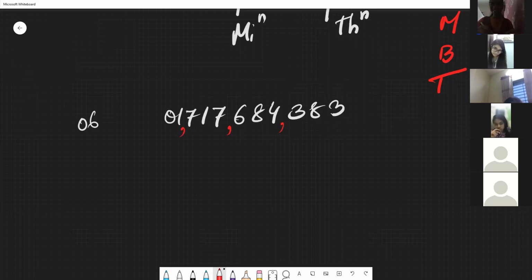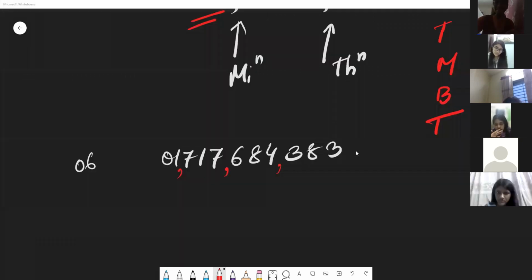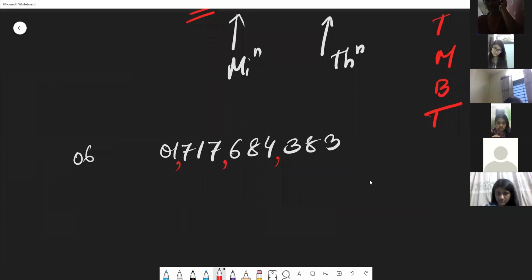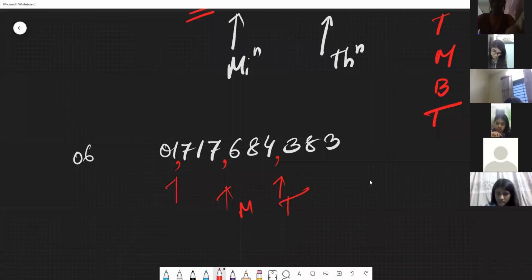Anyone, please raise your hand. 1,717,684,383. Yes, absolutely right answer. It's the first comma for thousand, second comma for million, and third comma for billion. So it's 1 billion, 717 million, 684 thousand, 383.